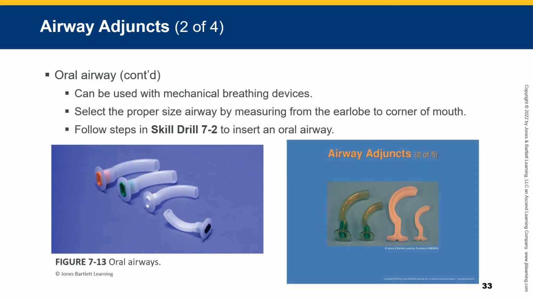These airways can be used with mechanical breathing devices such as a pocket mask or a bag valve mask device, a BVM. There are two styles of oral airways. One style has an opening down the center, which you see on the left side of the photo, and the other has a slot along each side, which you see on the right side of the photo. Before you insert an airway, you need to select the proper size. Choose the proper size by measuring from the earlobe to the corner of the patient's mouth. Follow the steps in Skill Drill 7-2 in your text to insert an oral airway.